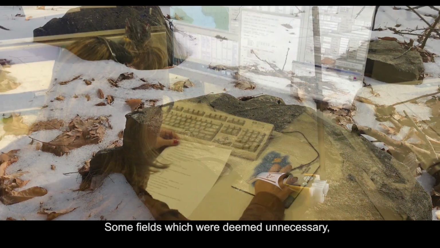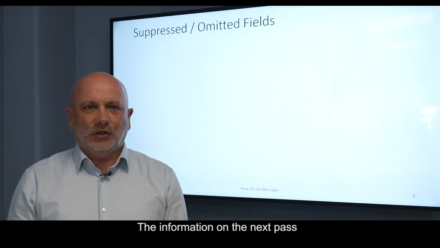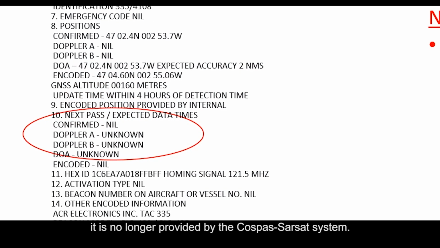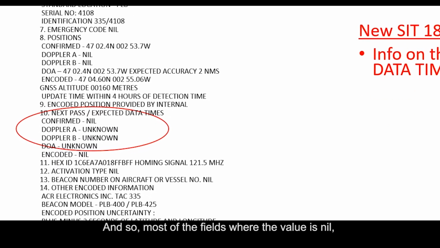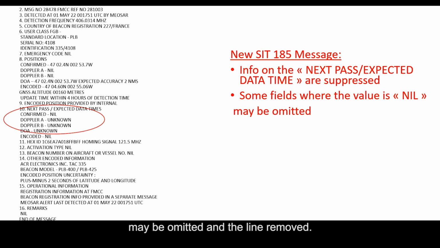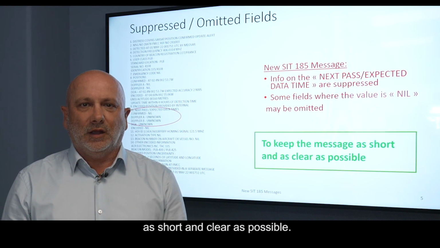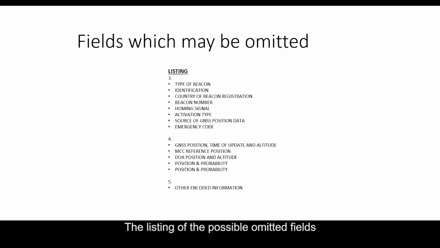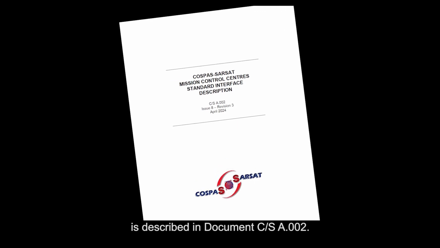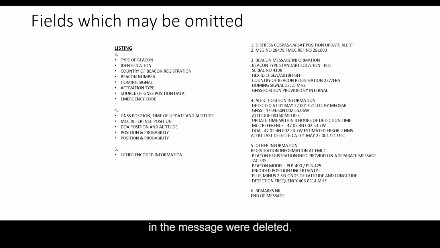Some fields which were deemed unnecessary have been removed or can be omitted. The information on the next pass expected data time is removed because it is no longer provided by the COSPAS-SARSAT system. Also, most of the fields where the value is nil may be omitted and the line removed. The goal is to keep the message as short and clear as possible. The listing of the possible omitted fields is described in document COSPAS-SARSAT A002. Therefore, the corresponding lines in the message were deleted.